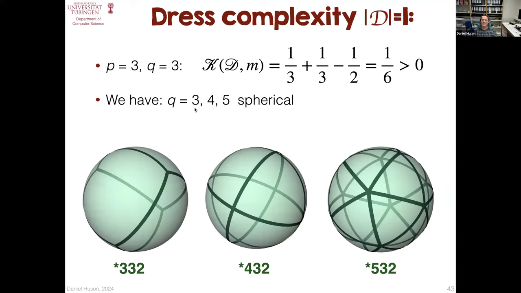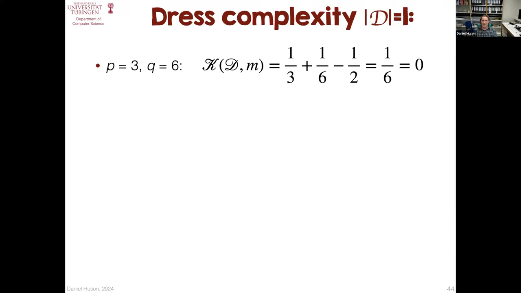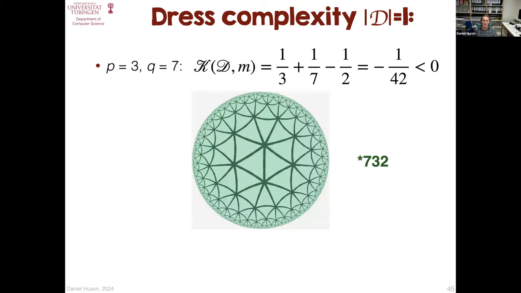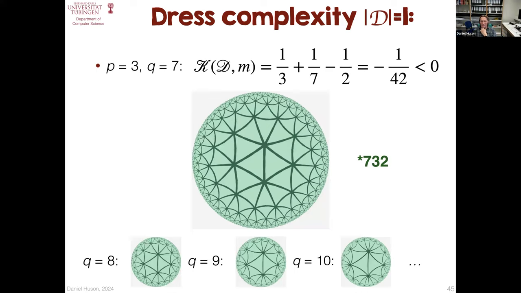Now, if we go one step further and plug in q equals 6, we've got a half minus a half, and that's going to be 0. Then we're in the Euclidean tilings. And if we replace 6 by 7, then we go below 0, and then we're in the hyperbolic. And if we plug in 8, 9, or 10, it's just going to continue to be more and more hyperbolic, if you're allowed to say that.